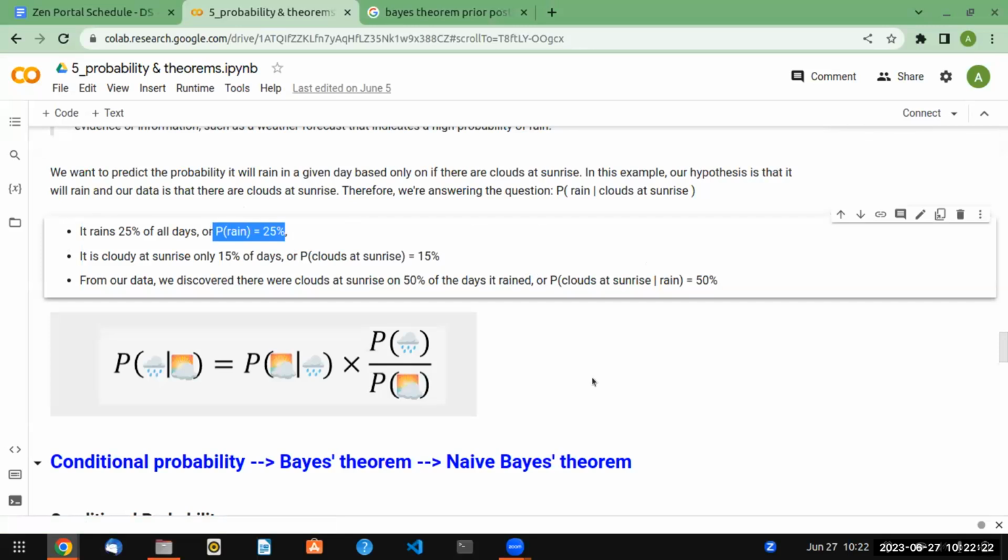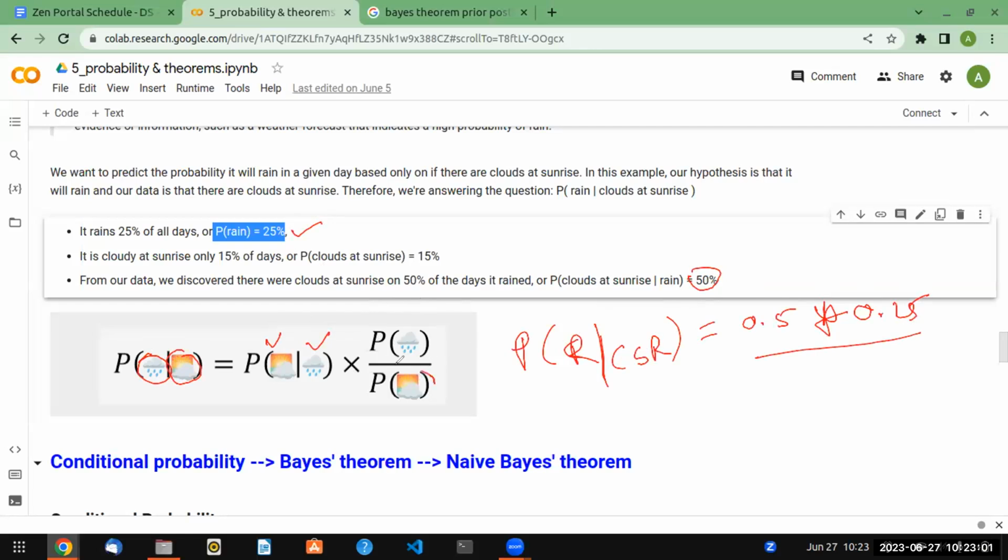Now can you put it in this formula? What is the answer here? Probability of rain means this figure, cloud during sunrise means this figure. Probability of rain given cloud at sunrise is the probability of cloud at sunrise given rain, that is 50%, 0.5, into the probability of rain, as per the formula. The probability of rain is already given, 0.25, divided by the probability of cloud at sunrise. This is also given to you, 0.15. Whatever calculation you do from here is the answer to this question.